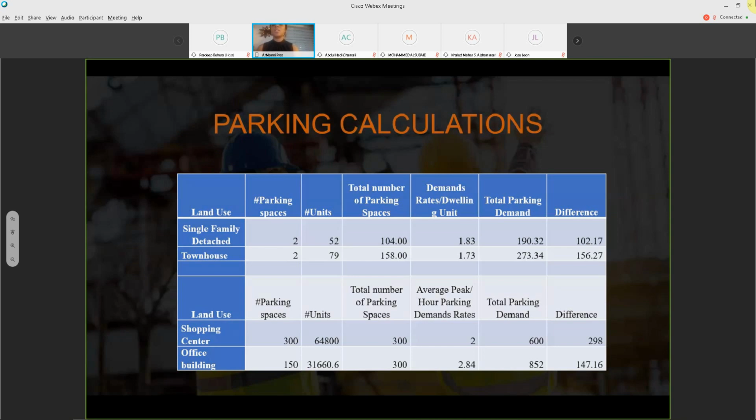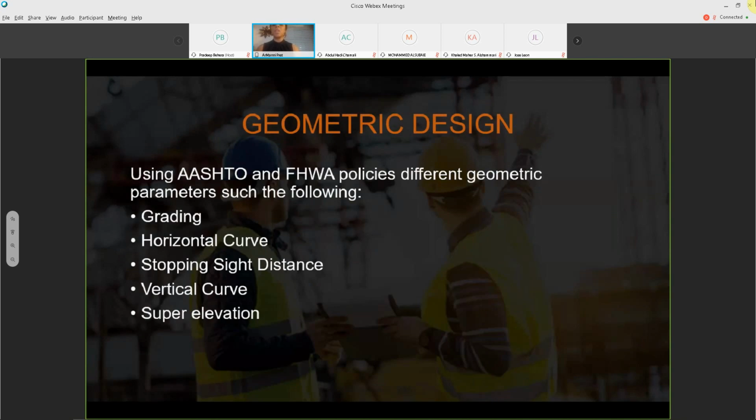Here in this chart is our total parking demand. Next slide. Using AASHTO, which is also known as the American Association of State Highway Officials, and Federal Highway Administration policies, we're able to determine geometric parameters, one being horizontal curve. Next slide.